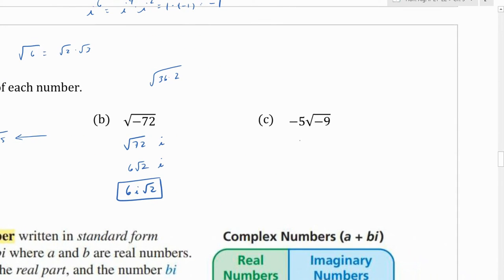This one, you got this negative 5 is getting multiplied by the square root of negative 9. Well, the square root of 9 is 3. It had a negative under it. That's an i. So you get negative 15i.